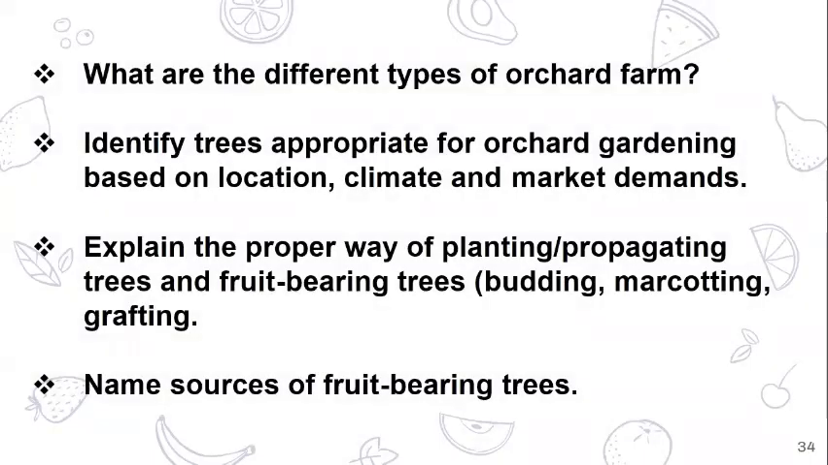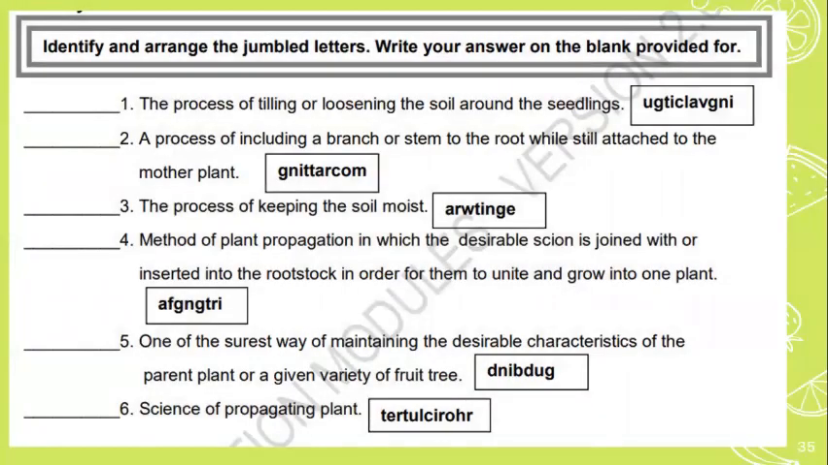So here, what are the different types of orchard farm? Can you identify trees appropriate for orchard gardening based on location, climate, and market demands? And explain the proper way of planting or propagating trees and fruit-bearing trees, such as budding, marcotting, and grafting? And can you name sources of fruit-bearing trees? Well, if you answer all this, then you are ready for our activity time.